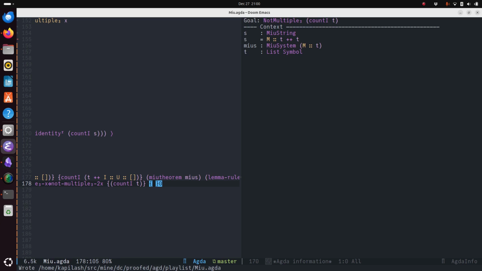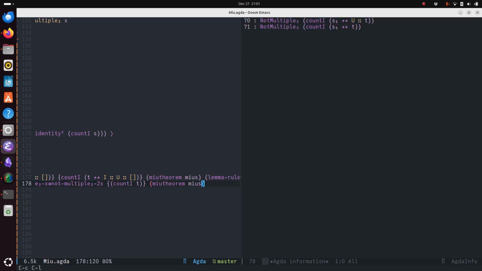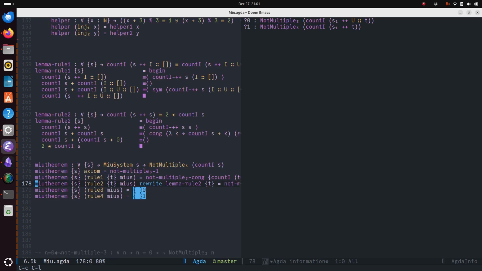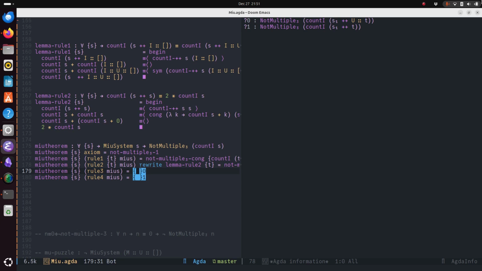So we need to prove that count I of t is not a multiple of 3, which we can prove by recursively invoking the same theorem on the input. Right. So the theorem is also true for rule 2 as well. Now let us prove the theorem for rule 3.